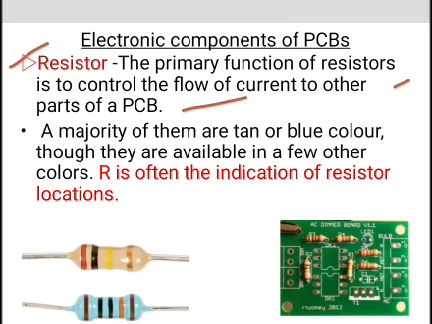A majority of them are tan or blue color as shown in the figure, though they are available in a few colors. And the body of a surface has color rings. These rings are a code that indicates the resistor value.